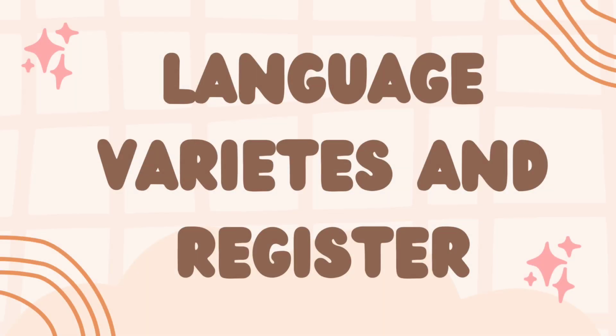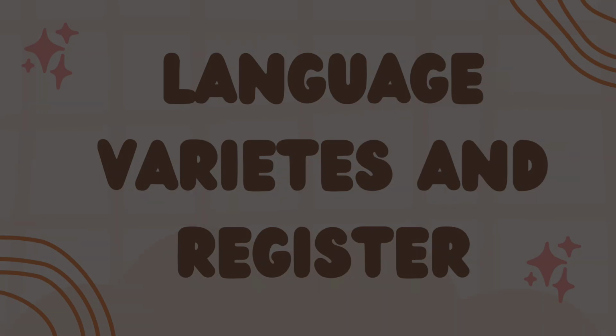Have you noticed how the way we speak changes depending on who we're talking to? We speak casually with friends but more formally in school. This shows that language is flexible. Today, I'll talk about language varieties and register of language and how they help us communicate properly in different situations.